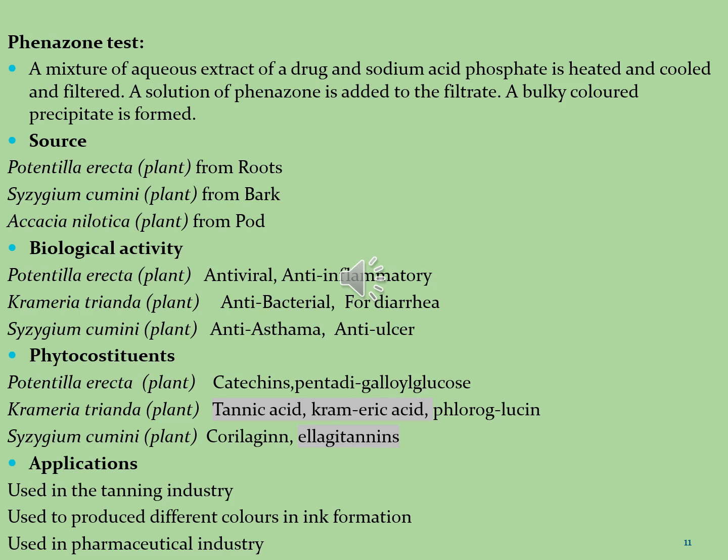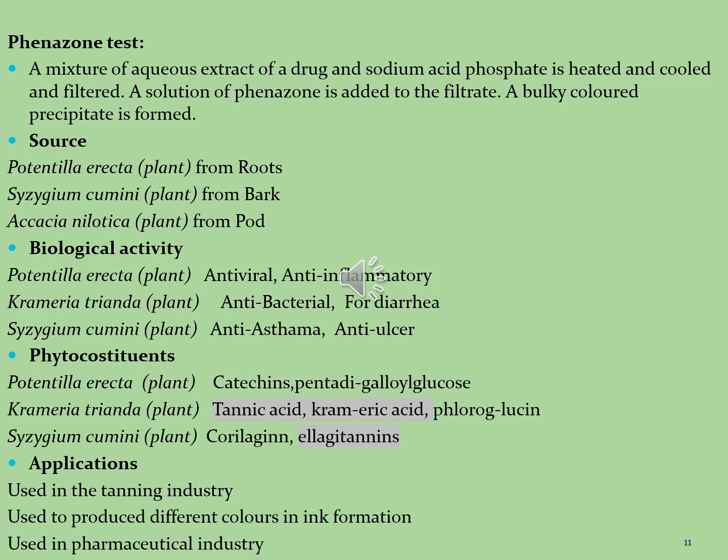Tannins are also active agents, which is due to the presence of tannins in Potentilla erecta. This plant has antiviral and anti-inflammatory activity. The second plant, Chlamydia trianda, shows antibacterial and antidiarrheal activity. The next plant is Syzygium cumini. Anti-asthma and anti-ulcer activity is found in this plant.